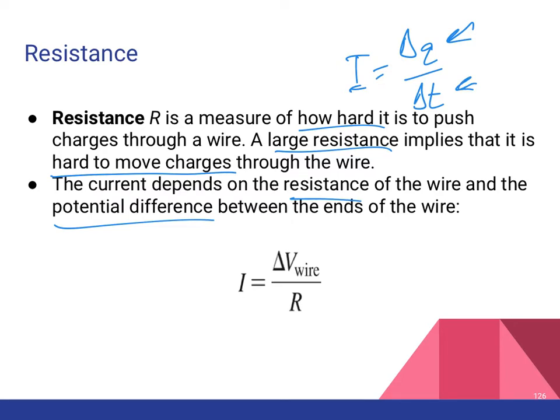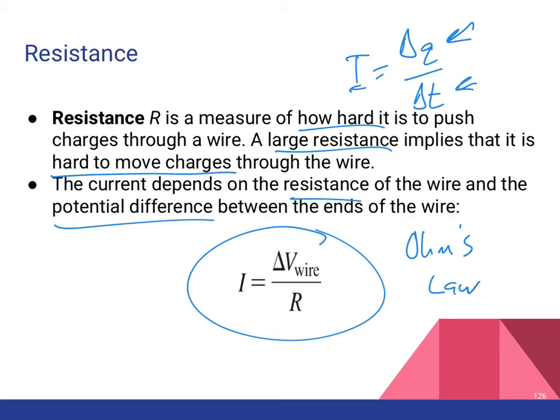So with that, we get a formula: the current is equal to the voltage in the wire divided by the resistance. Now, if anyone has ever studied resistance or circuits before, this should jump out at you. We're going to talk more about this later, but this is known as Ohm's law. Ohm's law governs the relationship between voltage, current, and resistance. But for right now, all we care about is that the current through the wire is equal to the voltage drop across the wire divided by the resistance of the wire.